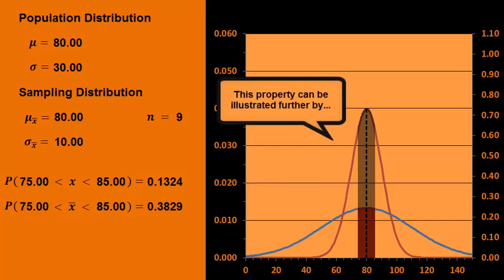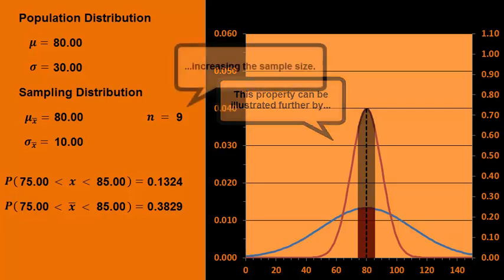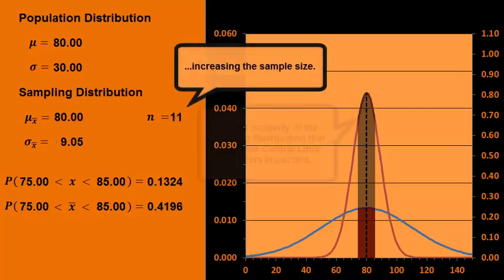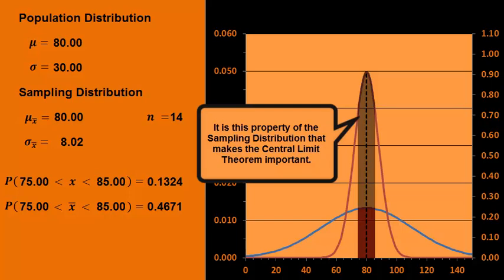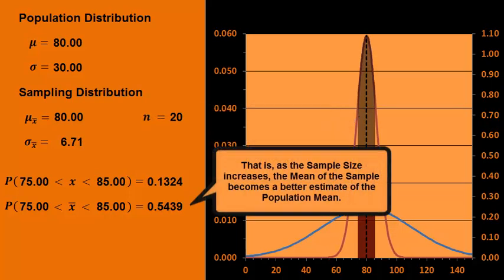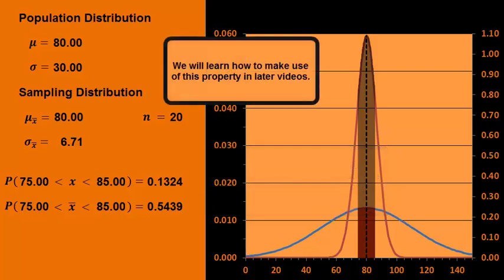This property can be illustrated further by increasing the sample size. It is this property of the sampling distribution that makes the central limit theorem important. That is, as the sample size increases, the mean of the sample becomes a better estimate of the population mean. We will learn how to make use of this property in later videos.